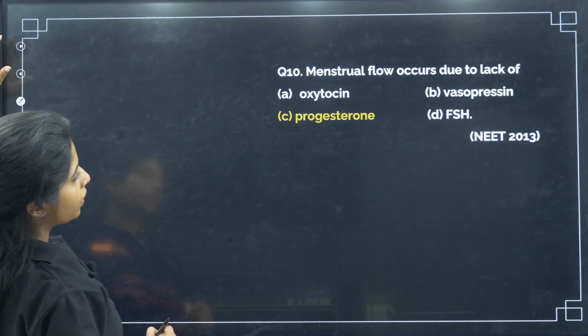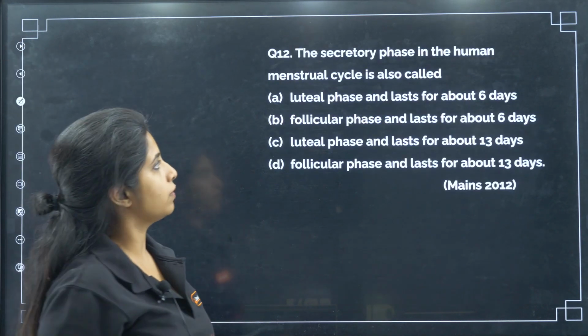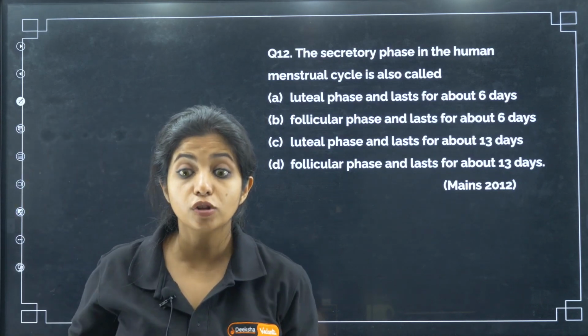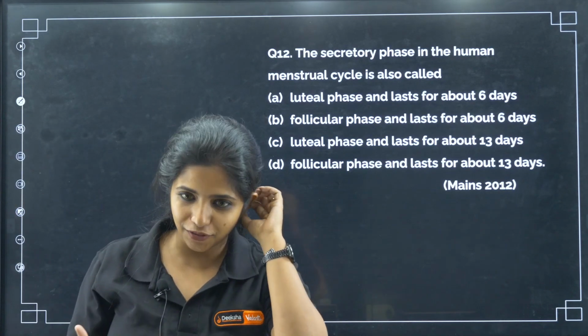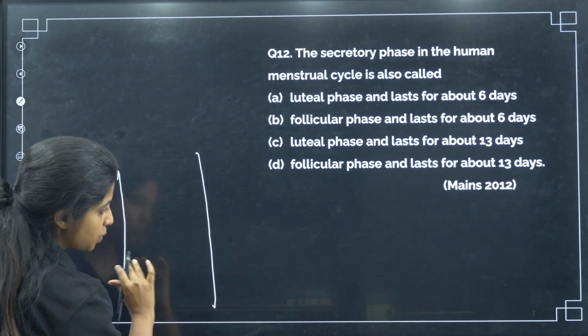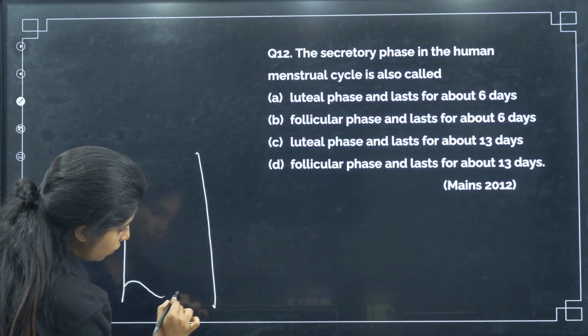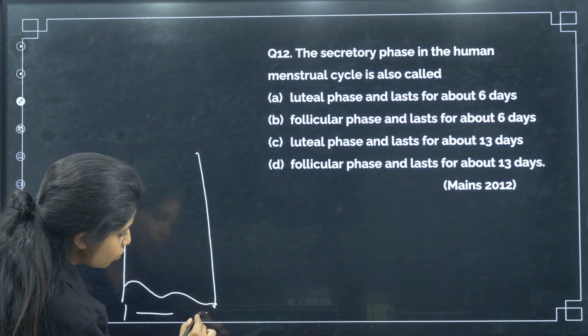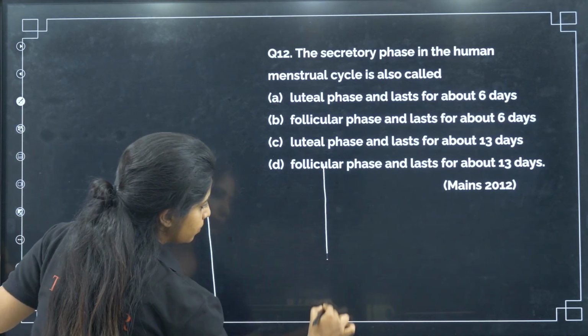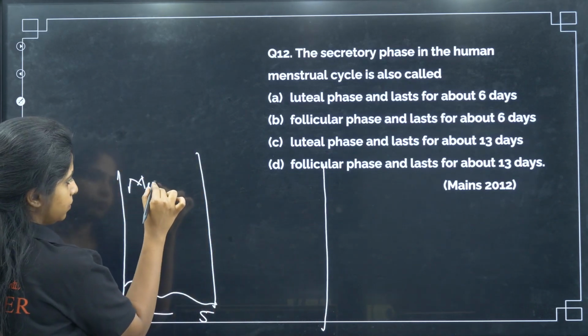Yes, going ahead. So question number 12. The secretory phase in the human menstrual cycle is also called. What do you call the secretory phase? So my dear children, understand you have certain phases. The first one is the menstrual phase where the menstrual flow happens. That is, the endometrium will be shedding. It happens for almost 1 to 5 days. Then going ahead, what do you have? This is the menstrual phase.